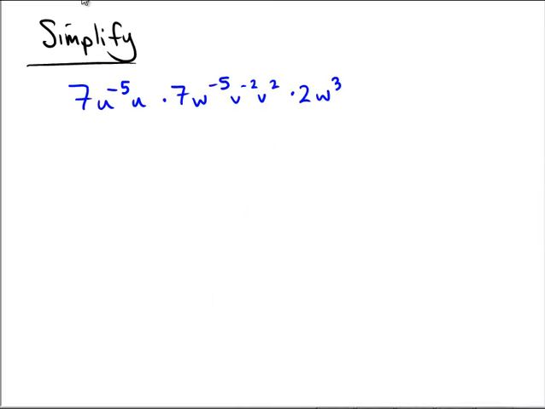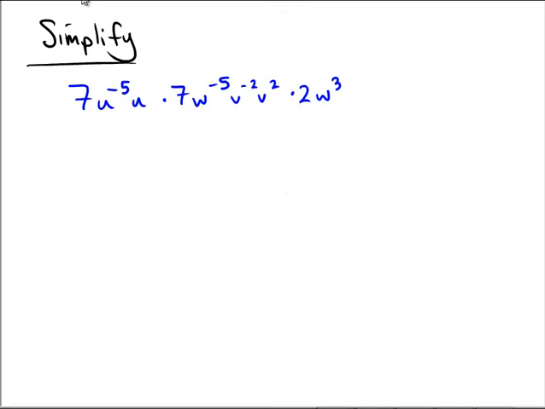Let's simplify this product of monomials. So we have 7u to the negative 5 times u, multiplied by 7w to the negative 5th, v to the negative 2, v squared, multiplied by 2w cubed.